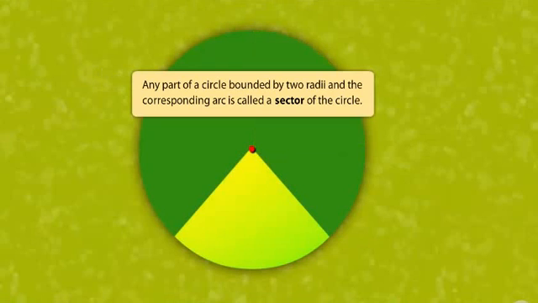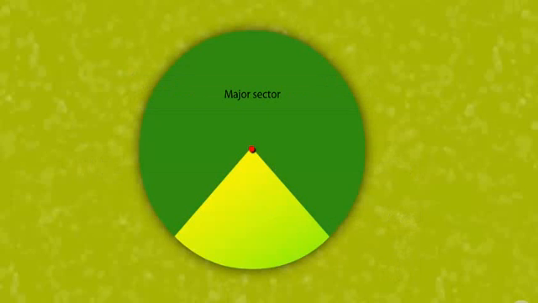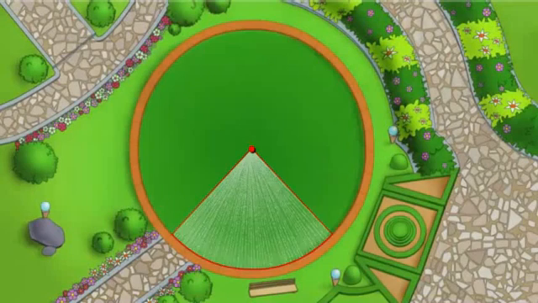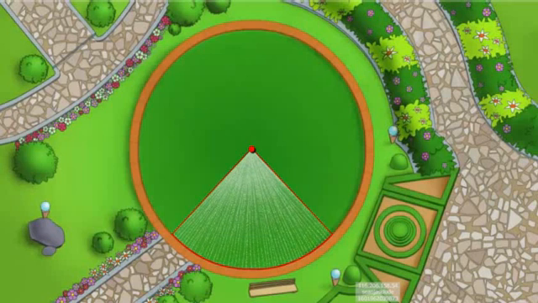Any part of a circle bounded by two radii and the corresponding arc is called a sector of the circle. A sector may be a major sector or a minor sector. Unless stated otherwise, a sector refers to the minor sector of the circle. So when a sprinkler is watering a part of the circular region, it is in fact watering a sector of the circular region. Now, how do you find out the area of the sector?